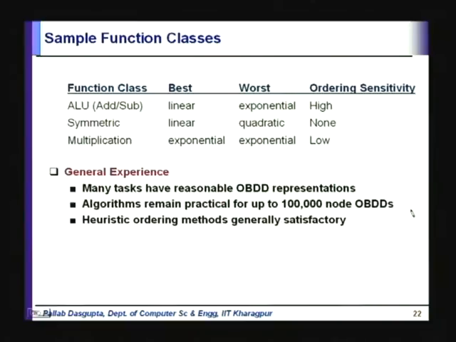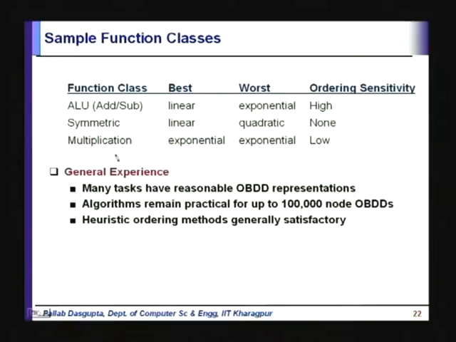Now the nature of BDDs for different functions have been studied. For ALUs like adders and subtractors, we find that the best size of the BDD is linear and the worst is exponential. So ordering sensitivity is high. If you get a good ordering, you get a linear size BDD. If you do a bad ordering, you will get an exponential size BDD. For symmetric functions, the best is linear and the worst is quadratic. So the ordering sensitivity is low. There is no ordering sensitivity actually.